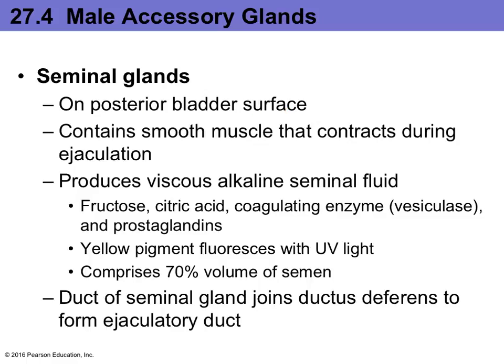So the semen is viscous and alkaline. It's got a lot of fructose and citric acid in it, which is going to provide energy to make ATP for those swimming sperm. It's got prostaglandins, which are going to help the sperm travel through the uterus. And again, the ducts from the seminal glands are going to join up with the ductus deferens to form the ejaculatory duct.